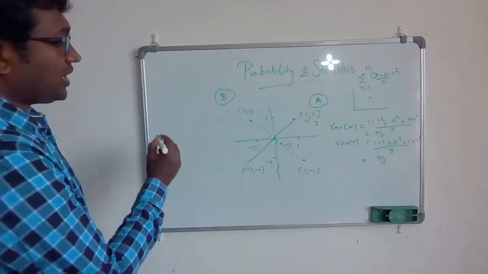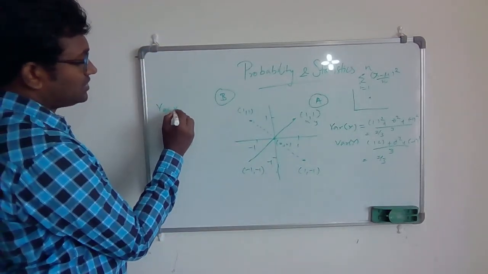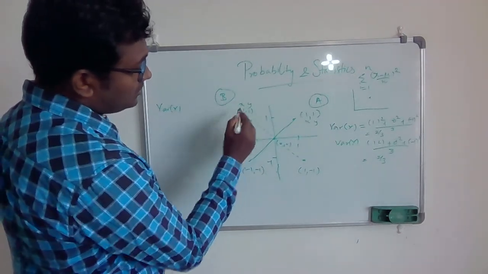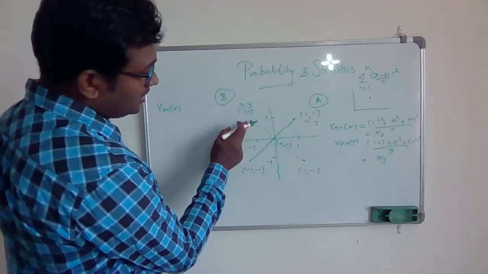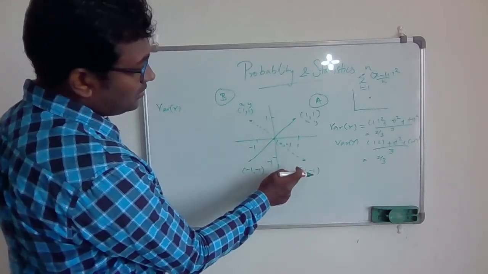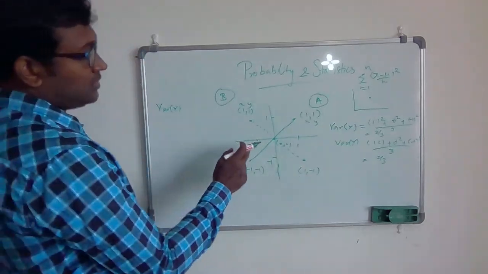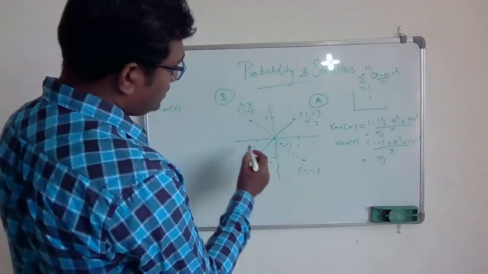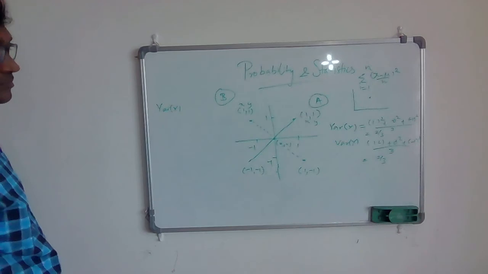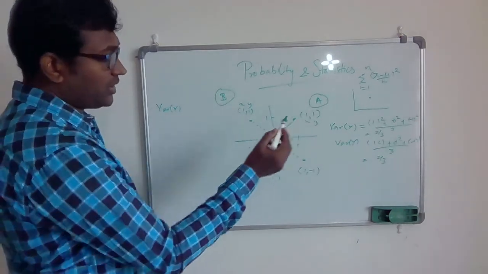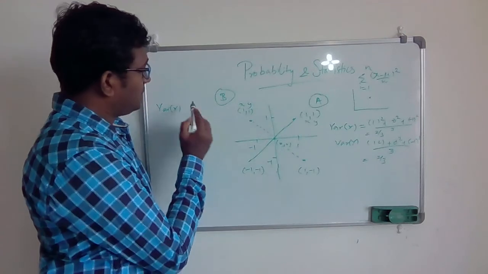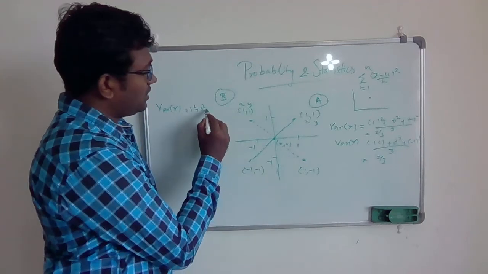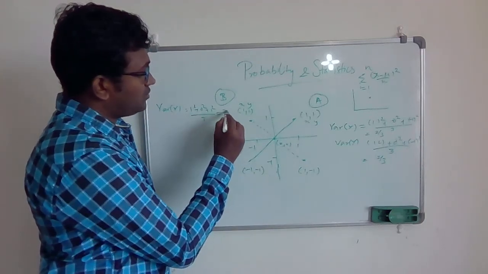Let's try to calculate the variance of these points. Variance of x for these points. This is x, this is y. The mean is again 0, because 1 plus 0 plus 1, and y is minus 1. So the mean is again 0 here. We will calculate the variance: 1 minus 0 the whole square is 1 square, plus 0 square, and 1 minus 0 the whole square, again 1 square. There are 3 points. The variance is 2 by 3.